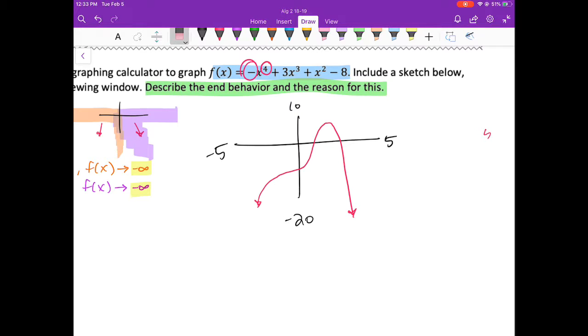Now, we want to make sure that we give, yes, our windows, so that's always important, but it never hurts to label a couple points on your graph as well. I would always vote for x-intercepts, y-intercepts, and then maxes and mins would never be bad to include either. So if we just hit trace and type in 0 for x, we can find our y-intercept is -8, which makes sense for us because that's also our constant value.